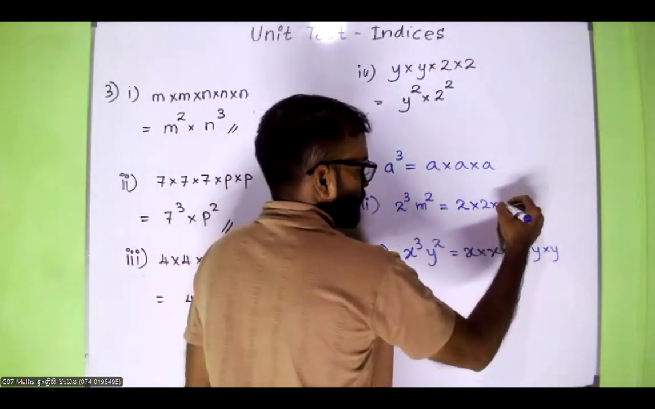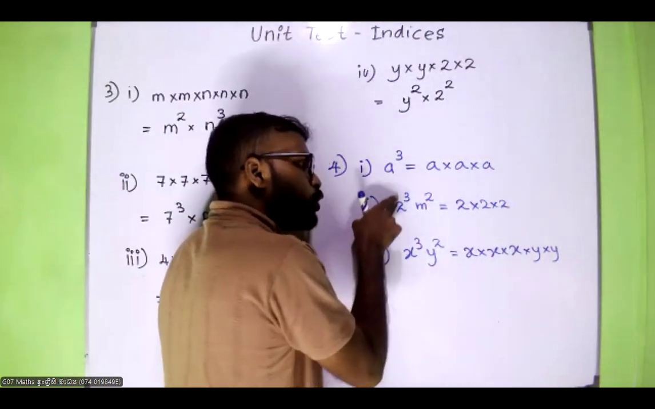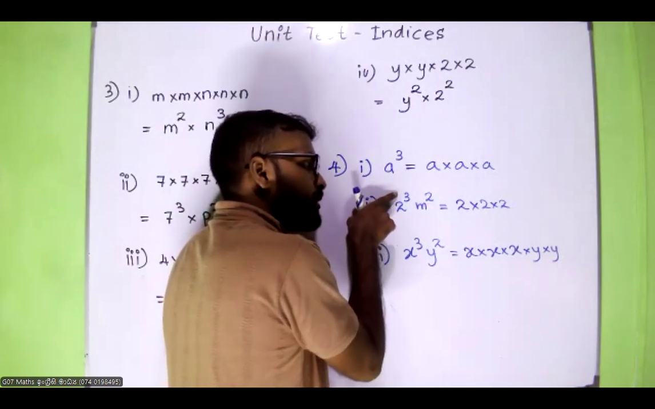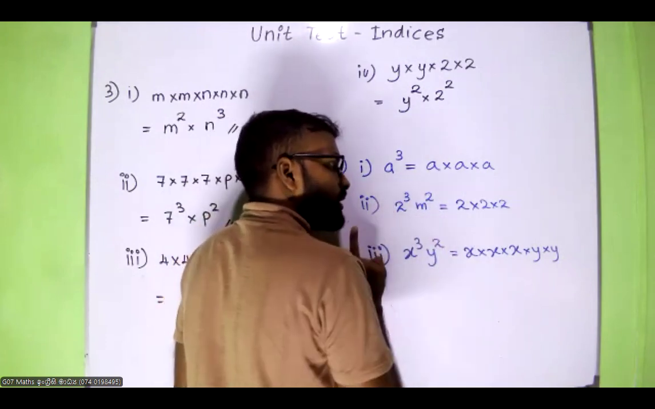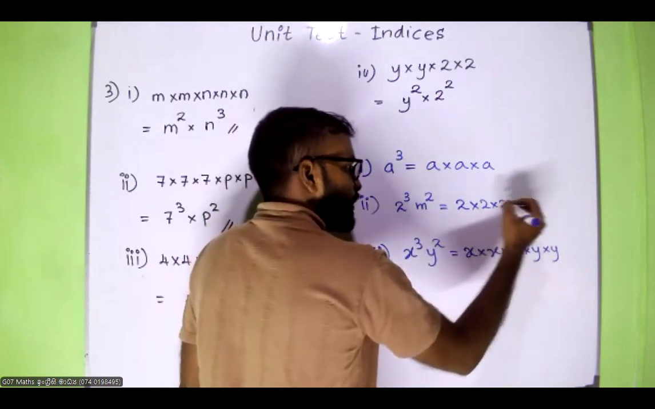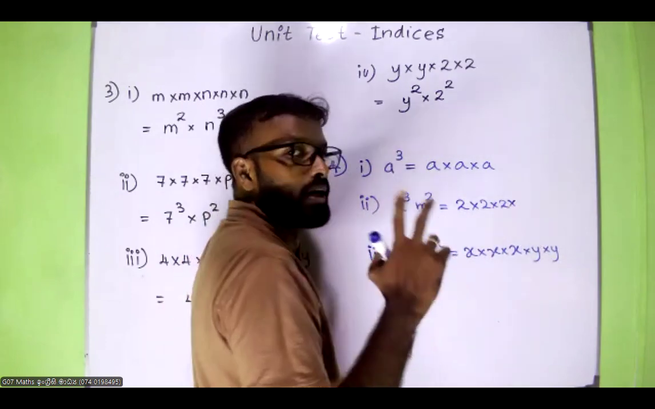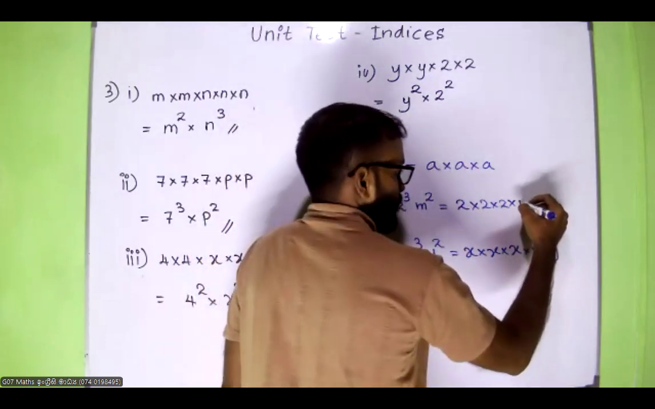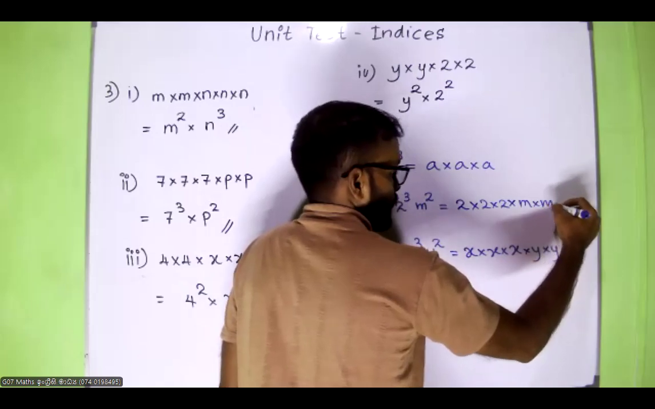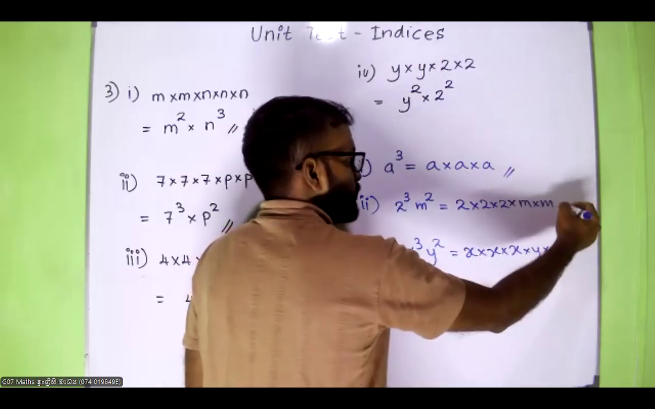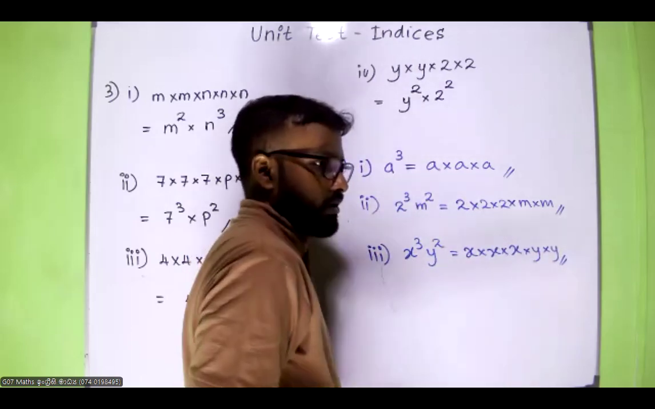2 times 2 times 2, because 2 cube, right? 2 has been multiplied repeatedly 3 times. And m has been multiplied repeatedly 2 times, m into m. So these should be your answers.